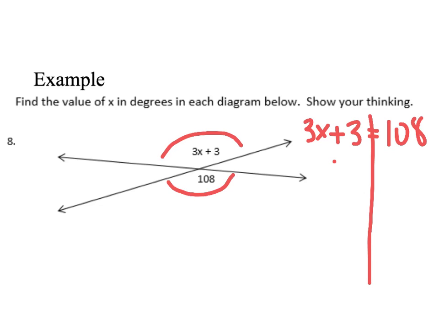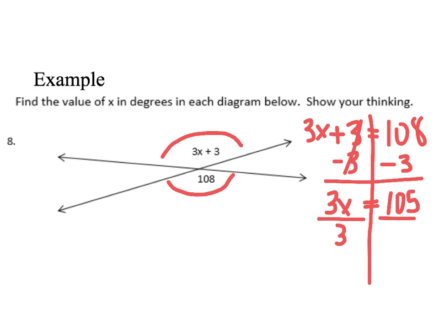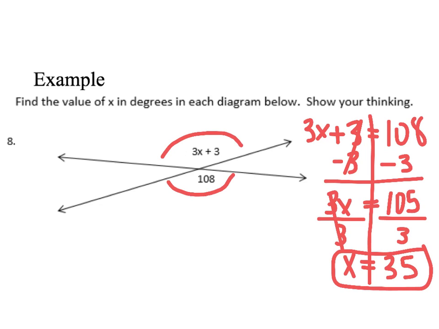Okay, so I can subtract 3 from both sides and get 3x equals 105, and then divide by 3. Okay, and x will be whatever 105 divided by 3 is, which is 35. So x is 35. Okay, so vertical angles are congruent. You set them equal to each other and solve.